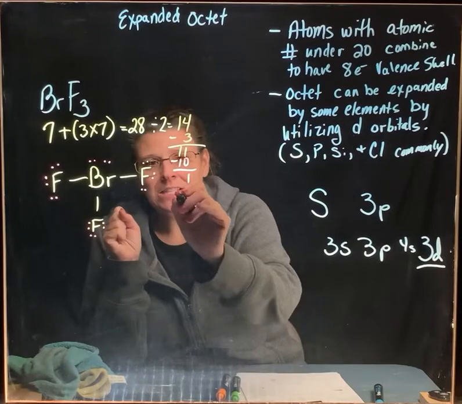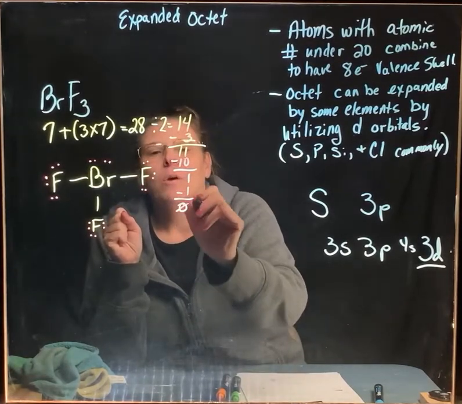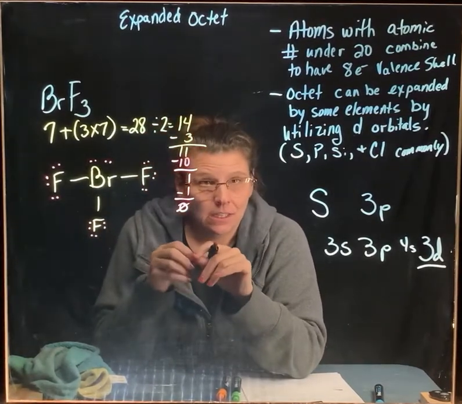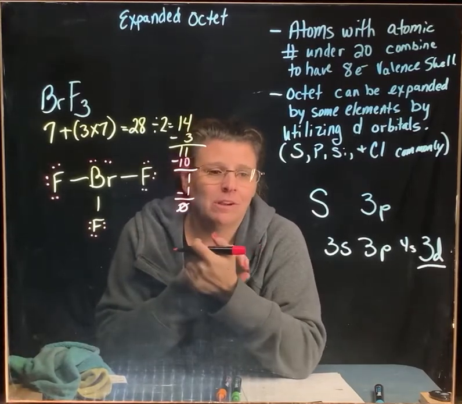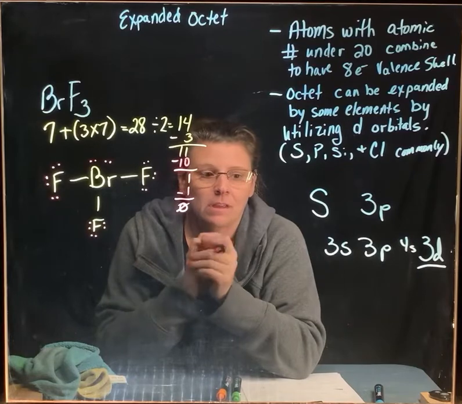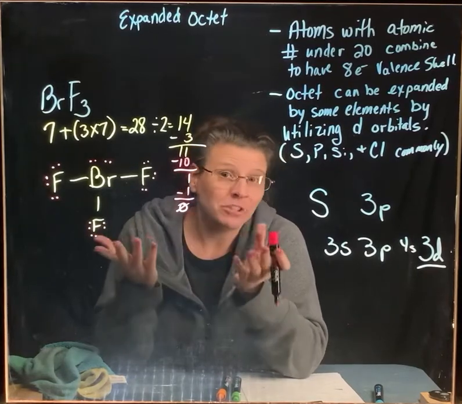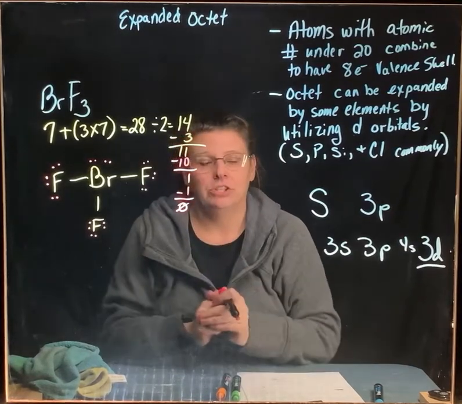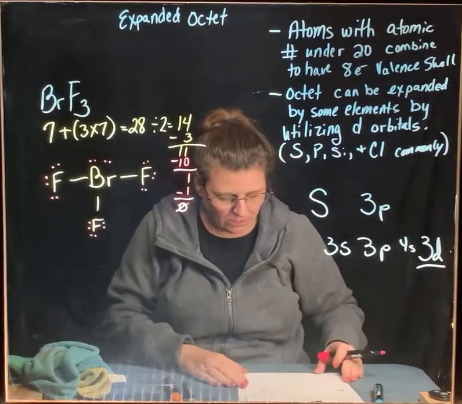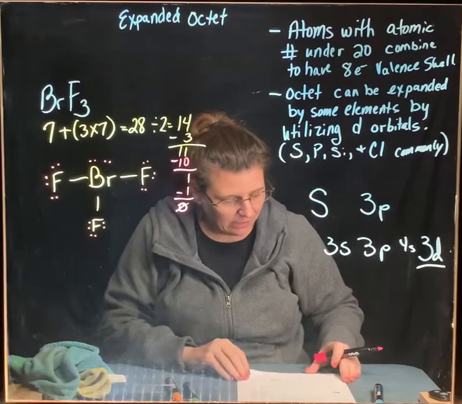You're going, but Miss Lassiter, you said 8. Well, I did, but now we're expanding on it because, like I said in chemistry, pretty much every rule I tell you has an exception. They're basic rules, but sometimes they can be cheated a little bit. So we are in expanded octet.